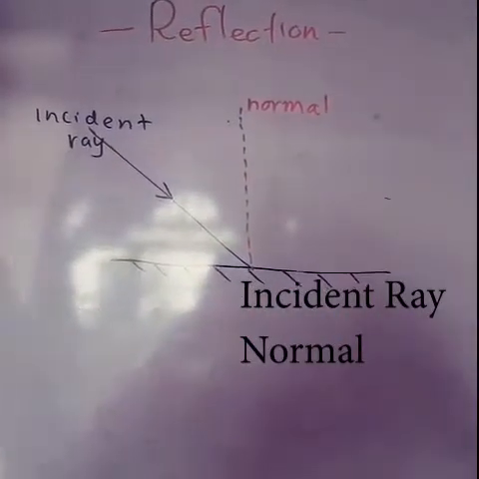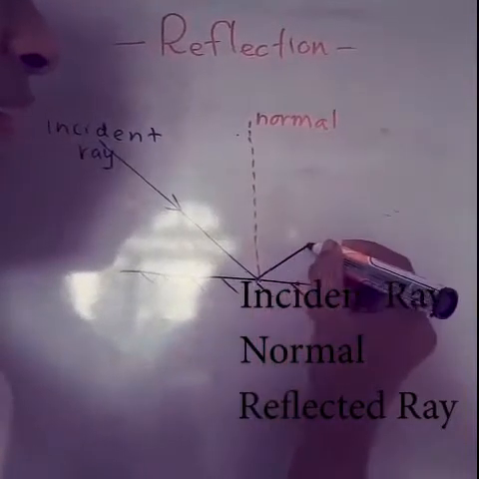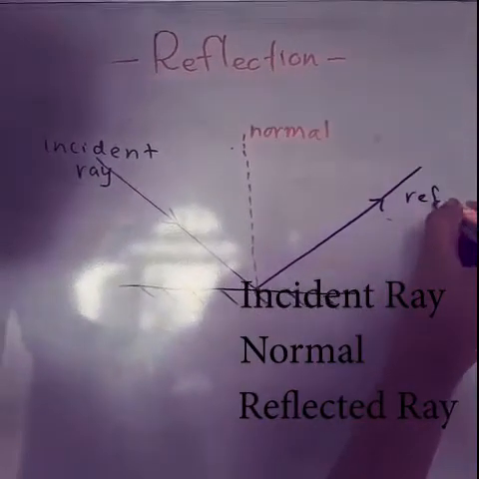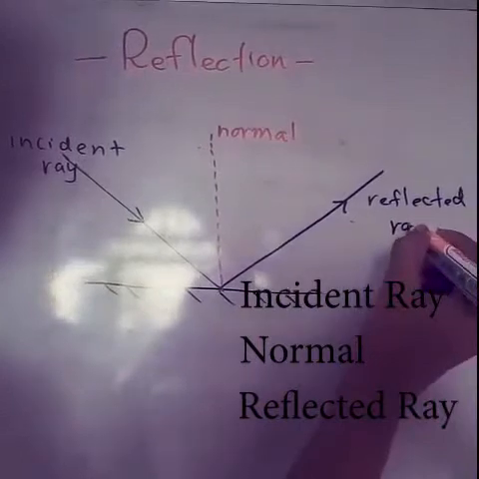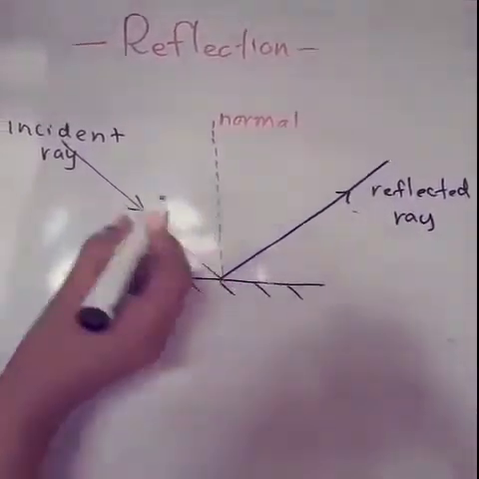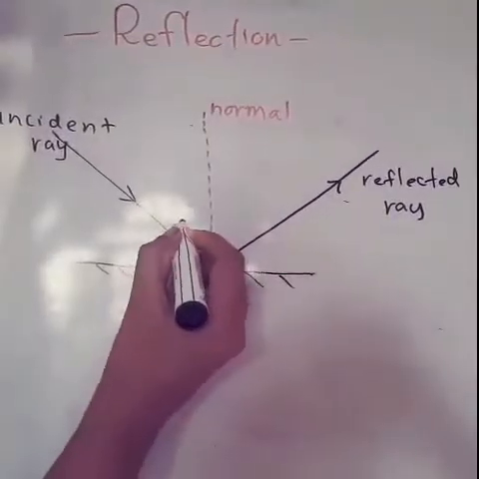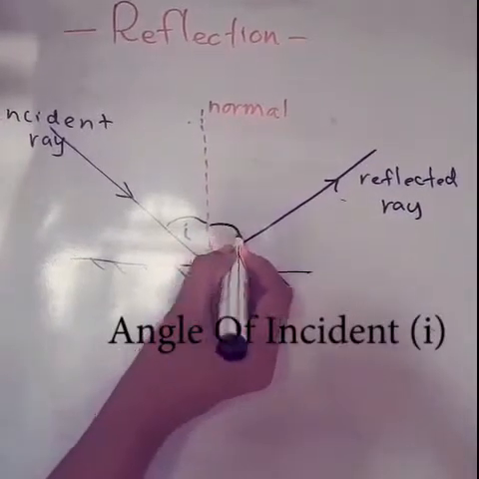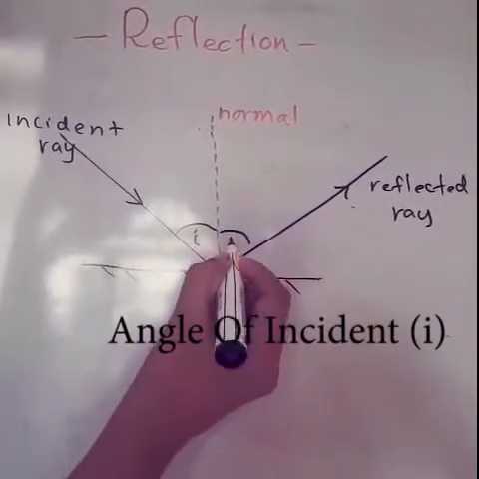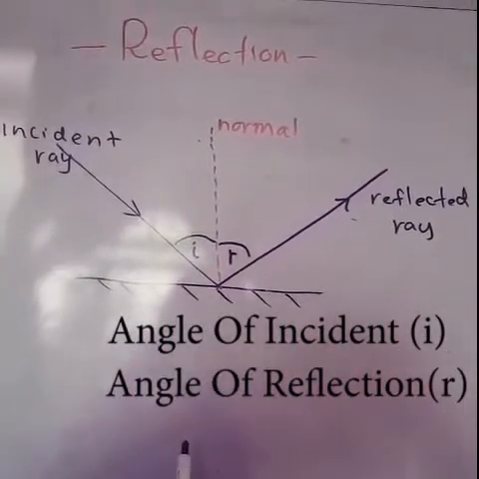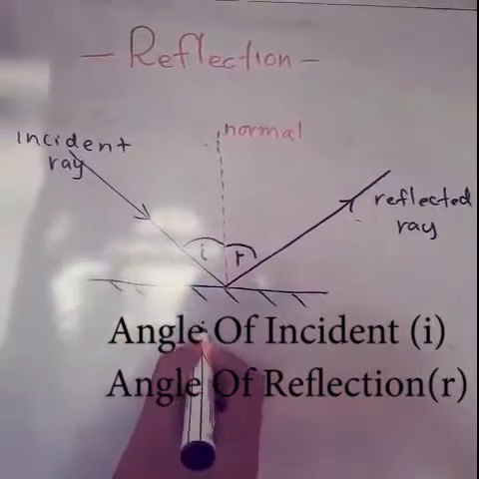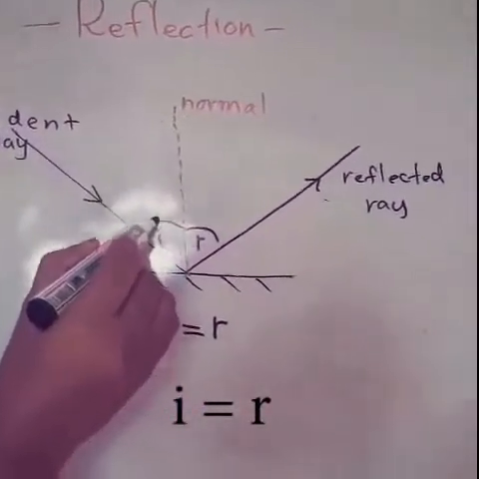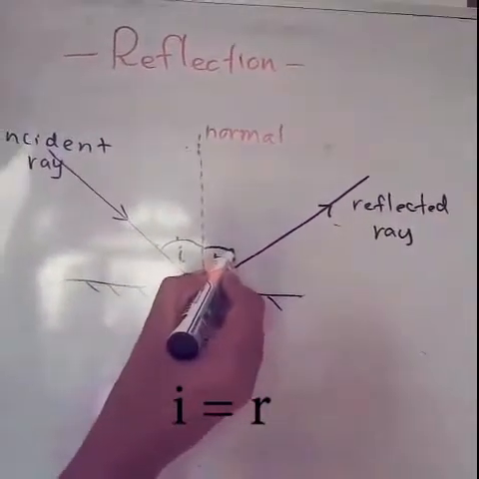Then the reflection. The ray gets reflected. This is the reflected ray. And the angle in between the incident ray and the normal is called the angle of incident, I. An angle in between the normal and the reflected ray is called the angle of reflection, R. In reflection, this I is always equal to the R. That means the angle of incident is equal to the angle of reflection.